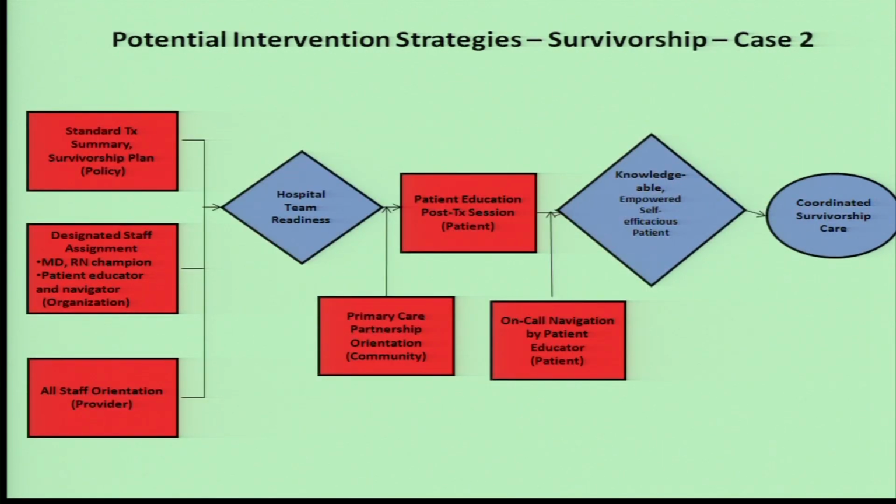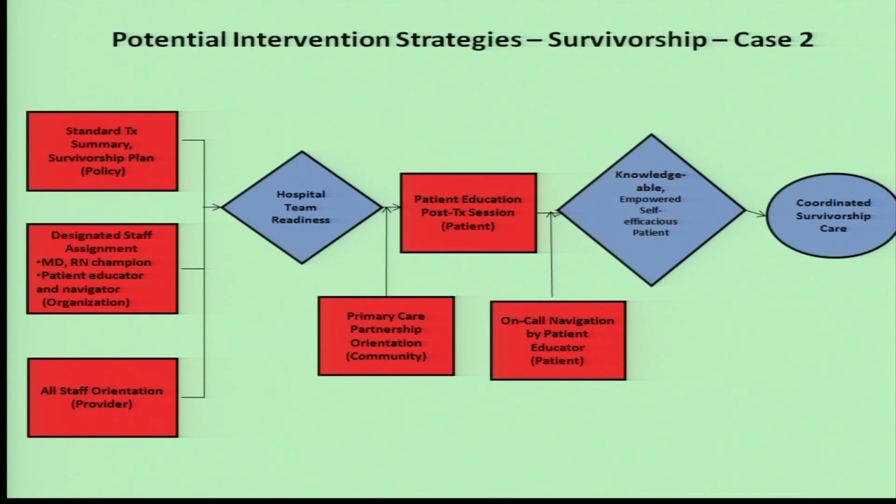In terms of the survivorship example, here's a hypothetical case of a community cancer center trying to improve survivorship. The long-term oval, again, being coordinated survivorship care, which ultimately improves health outcome as well as quality of life. Backing up to the left part of the diagram, an intervention targeted at policy. For instance, accreditation agencies are recommending summaries and survivorship plans. At the organizational level, leadership might decide to have designated staff assignments as nurse and physician champions, as well as appointing a patient navigator and educator, as well as the usual provider individual orientation. This would promote a hospital team readiness.